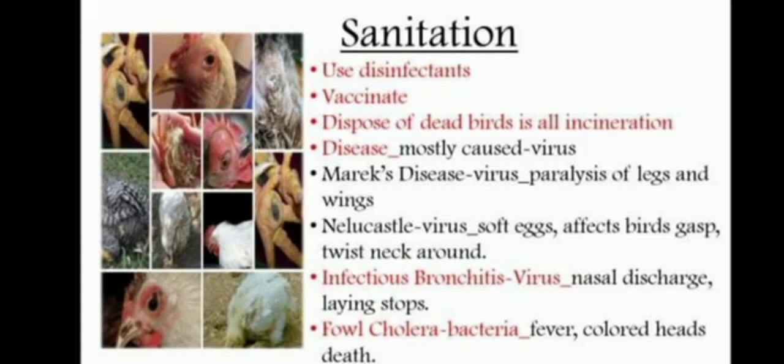Next is Newcastle virus, or soft eggs, which affects birds: they twist their necks around and become dizzy, which is not normal. Next is infectious bronchitis virus, which causes nasal discharge, like a constant runny nose in the chicken, and laying stops. Next is fowl cholera bacteria, with fever, a colored head, and death.